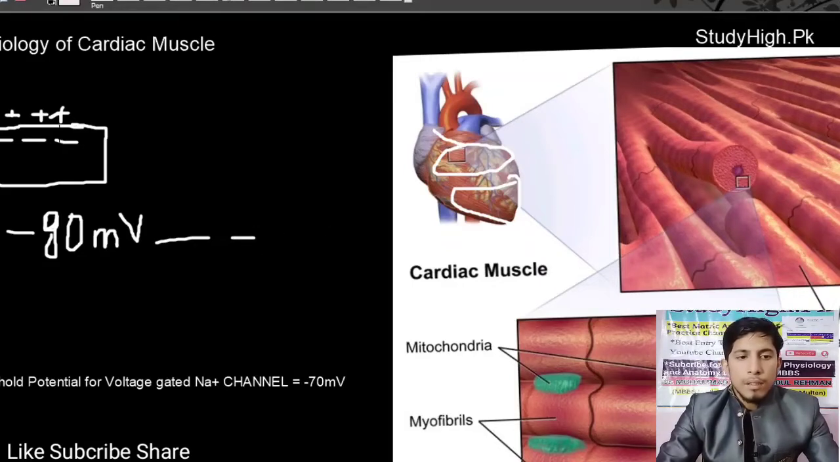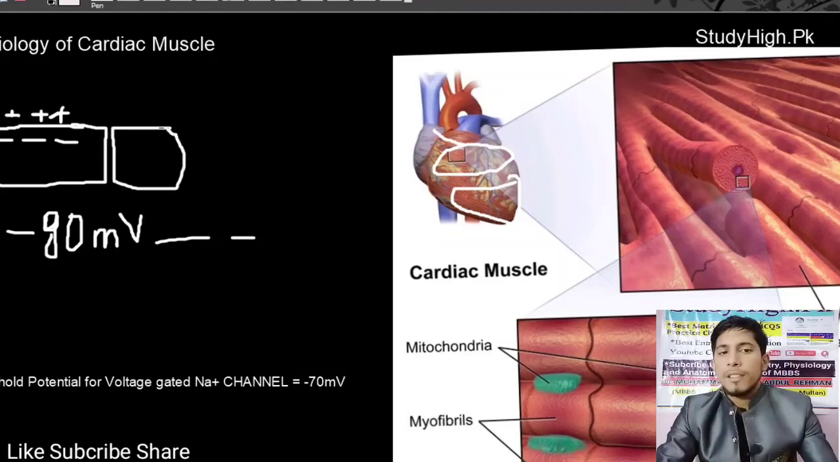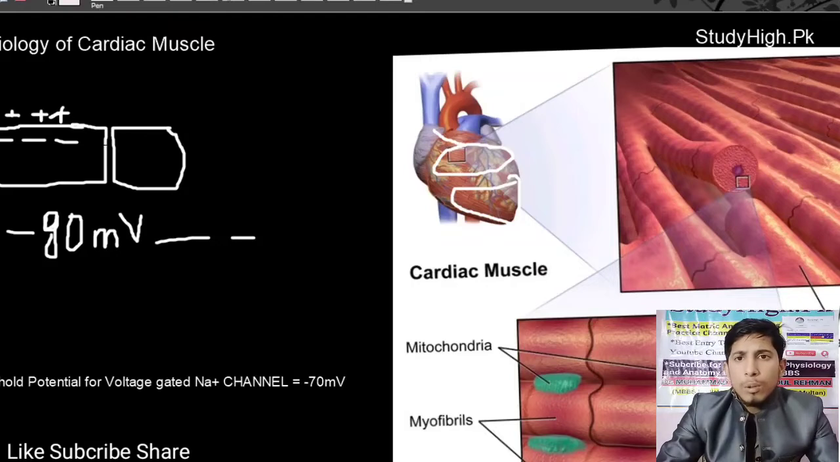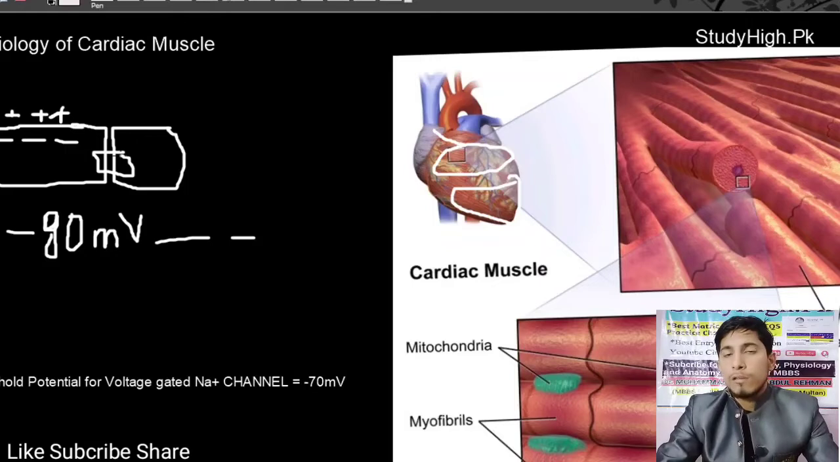Just imagine this is a cell and it is connected to another cell of the human heart, or another atrial cell. It is connected through the intercalated disc that has a large number of gap junctions, desmosomes, and connexons, which you will read in histology. So what is the function of these gap junctions? It can transport positive ions or exchange different types of ions between these two cells.